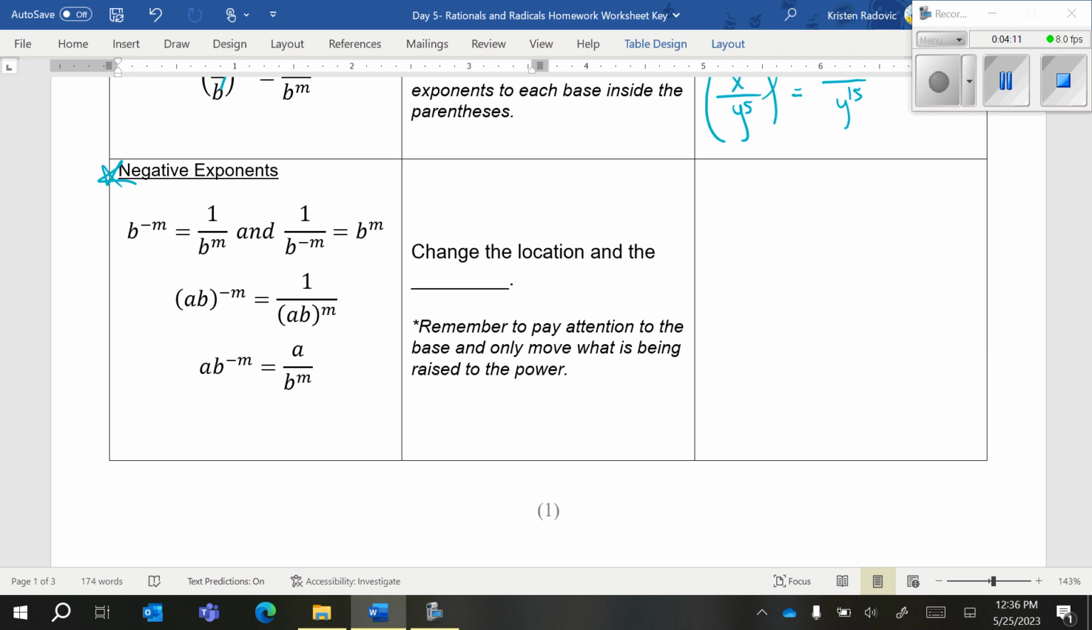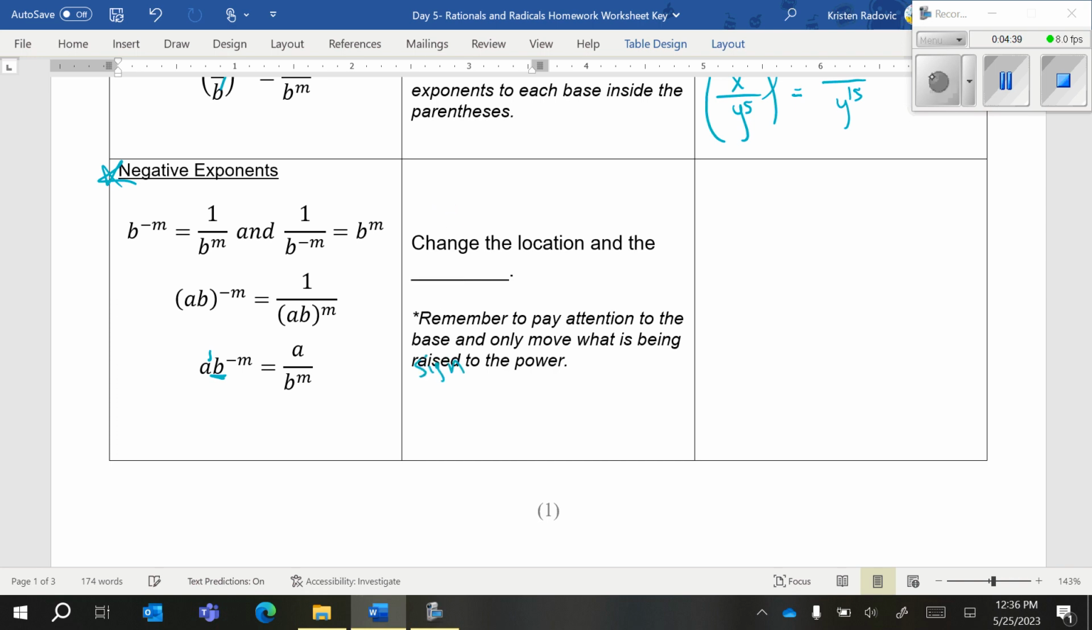You do have to distribute the negative to everything on the inside of the parentheses. But notice how in the last example, the negative is only attached to b. A has an exponent of 1. So the a stays where it is, and the b is what moves because the b has the negative exponent. So you change the location and the sign of the exponent.